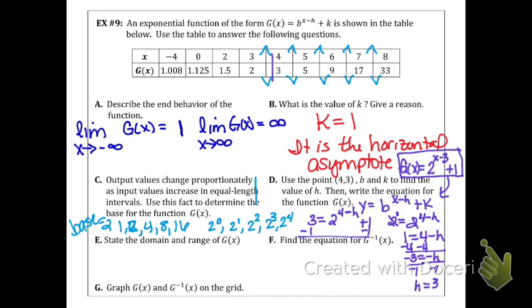All right, E, so state the domain and range of g of x. Well, it's an exponential function, so we know our domain is negative infinity to infinity, and our range is going to be from that horizontal asymptote at 1 to positive infinity.